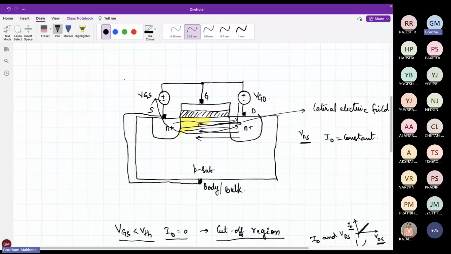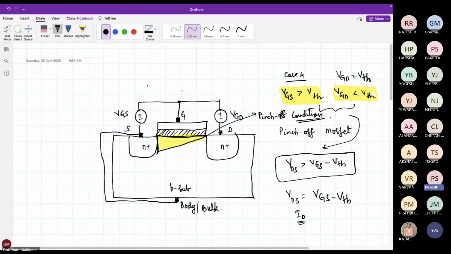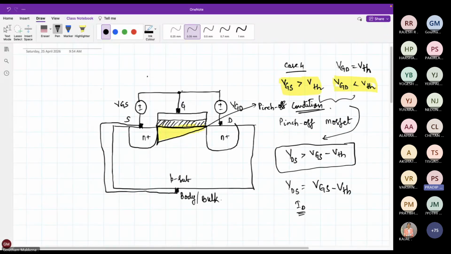Any doubts? So this VDS is nothing but your VBS, right? VBS is 0, right? The body is connected to source. So these two are at the same potential. So VBS is 0. There is no potential difference between bulk and source. But we don't have VDS, in effect, but it results in a lateral electric field here.